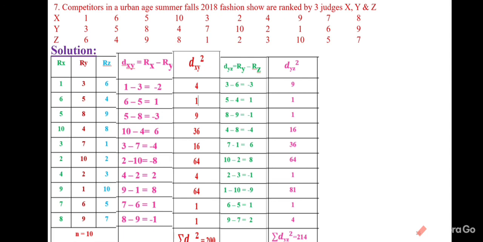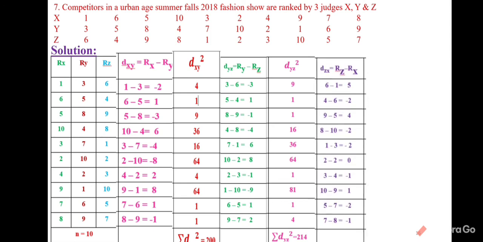Now two combinations are over. Another combination, y and z, is over. Now z and x, or x and z, both ways it is correct. So for the z and x combination: 6 minus 1 is 5, 4 minus 6 is minus 2, 9 minus 5 is 4, 8 minus 10 is minus 2, 1 minus 3 is minus 2, 2 minus 2 is 0, 3 minus 4 is minus 1, 10 minus 9 is 1, 5 minus 7 is minus 2, 7 minus 8 is minus 1.